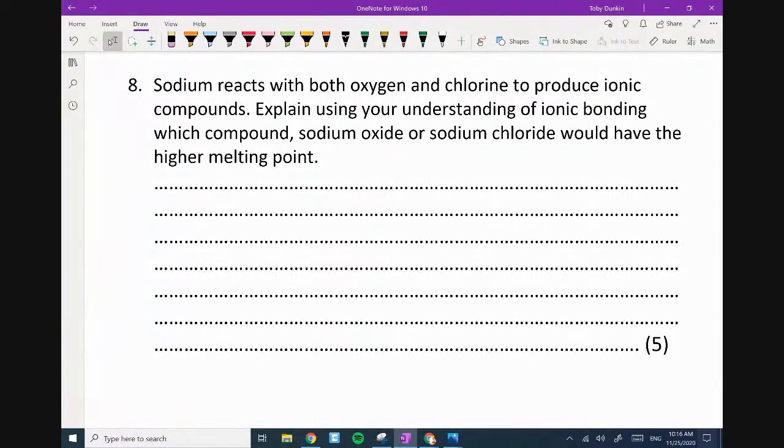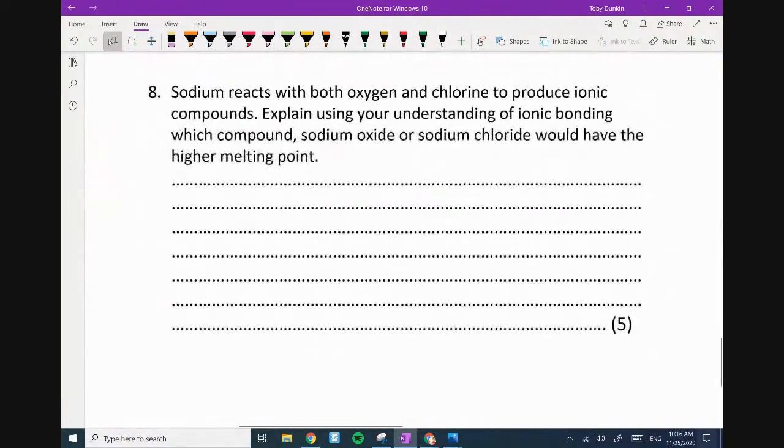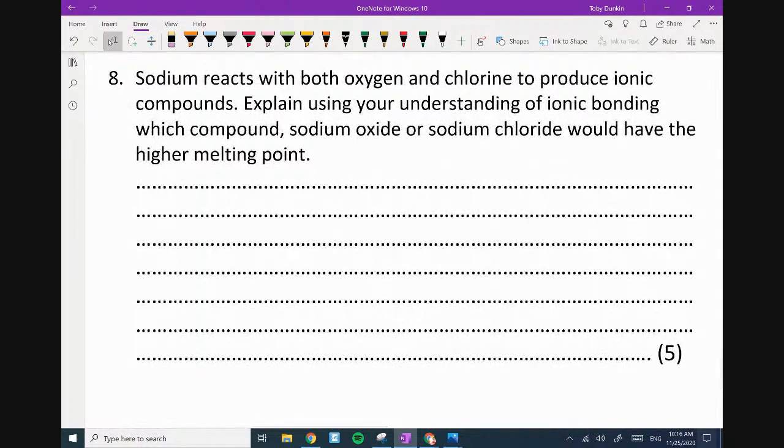Anyway. Last question for the lesson and we're done. Sodium reacts with both oxygen and chlorine to produce ionic compounds. Explain using your understanding of ionic bonding which compound, sodium oxide or sodium chloride, would have the higher melting point. Right. 5 marks.